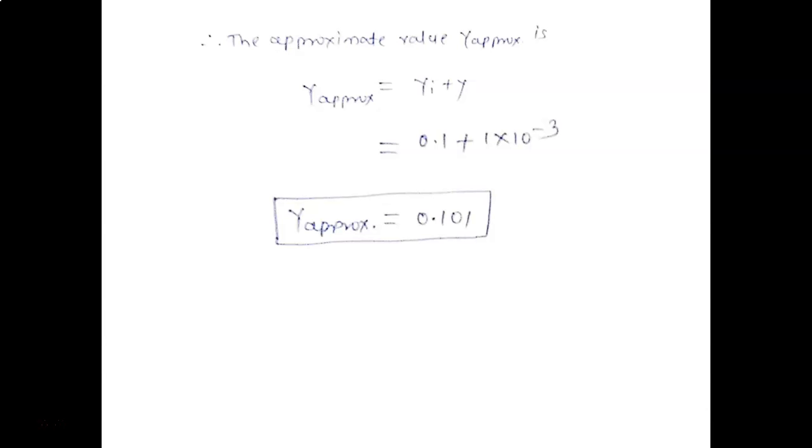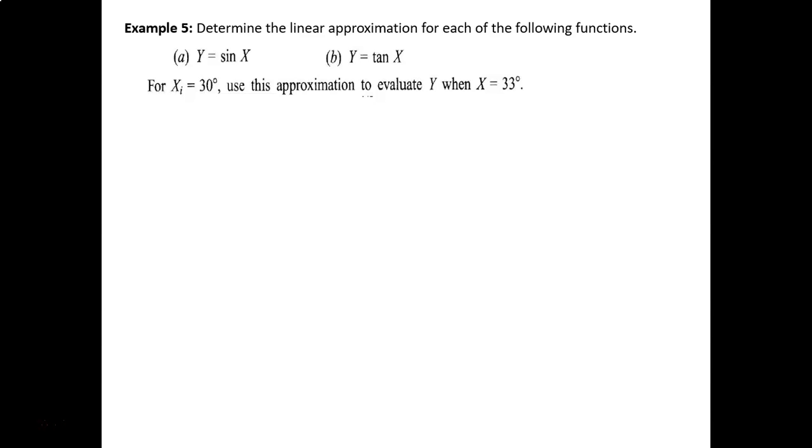Now we will see the next example. Determine the linear approximation for each of the following functions. First function is y is equal to sin x, second function is y is equal to tan x. Therefore, for xi is equal to 30 degree, use this approximation to evaluate y when x is equal to 33 degree. Therefore, two values of x are given, x is equal to 33 degree and xi is equal to 30 degree. Therefore, solution. Here xi is equal to 30 and x is equal to 33 degree.